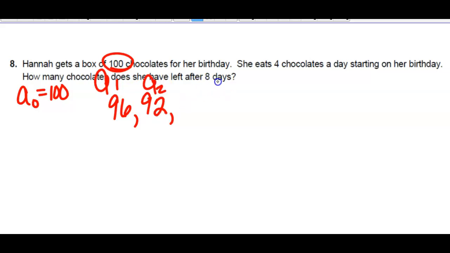So what does she have left after 8 days? It's not a sum question. It's really just find the 8th term. So 96 minus 7 more days of 4 going down. Okay, I should have said minus 4 for 7 days. So 96 minus 28 is 68 left.